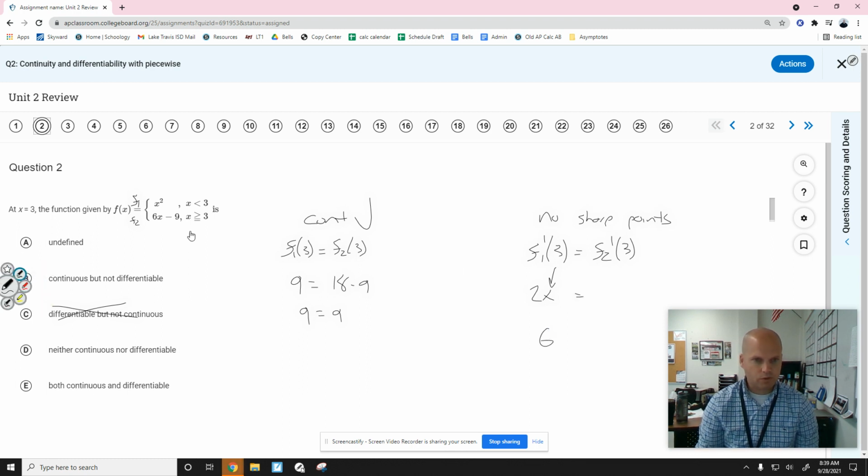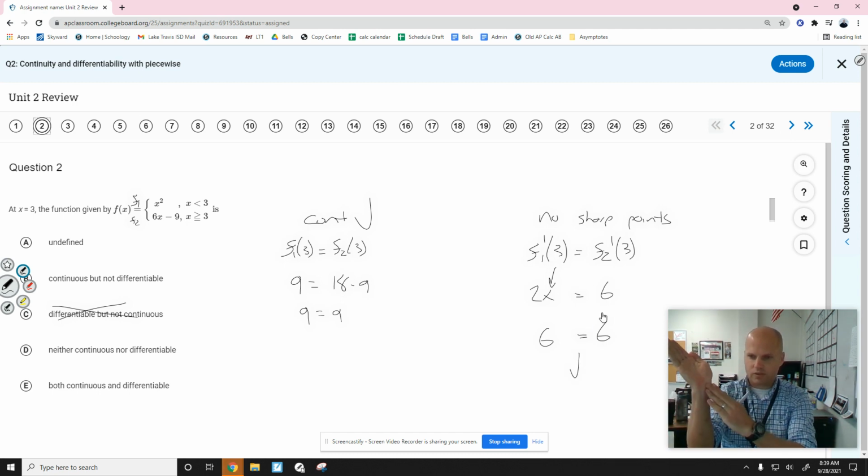F little 2's derivative is just 6. It's 6 minus 0. The derivative of 6x is 6. The derivative of 9 is 0. I can't plug in 3 anywhere, so it's just 6. So these guys meet up so that their slopes are 6 at the same time. So they meet up, but in such a way so that their slopes are the same. So we are continuous. We don't have a sharp point, so we're continuous and differentiable.